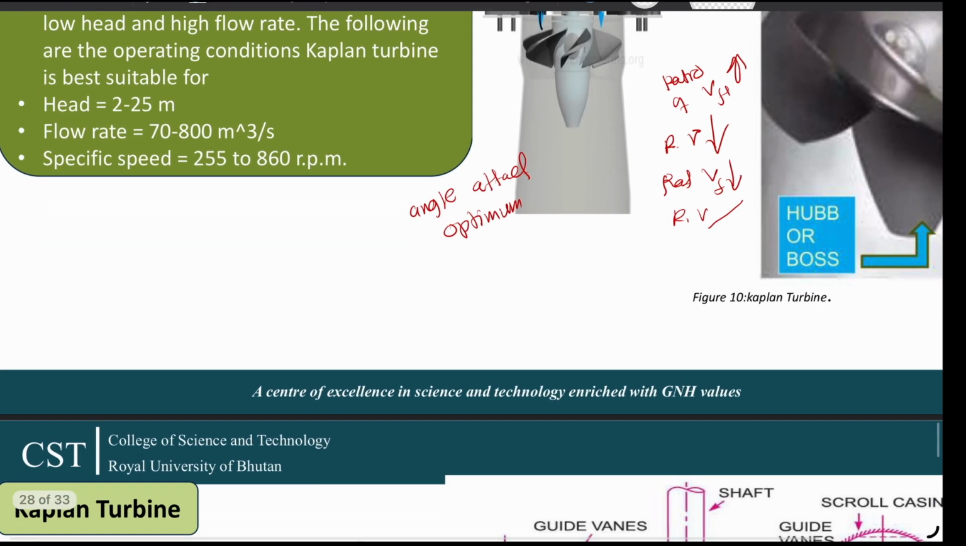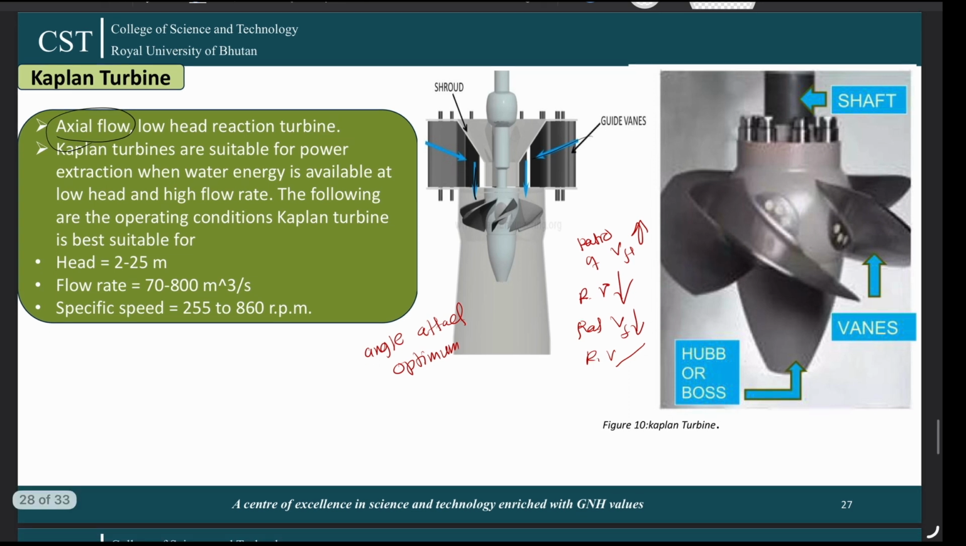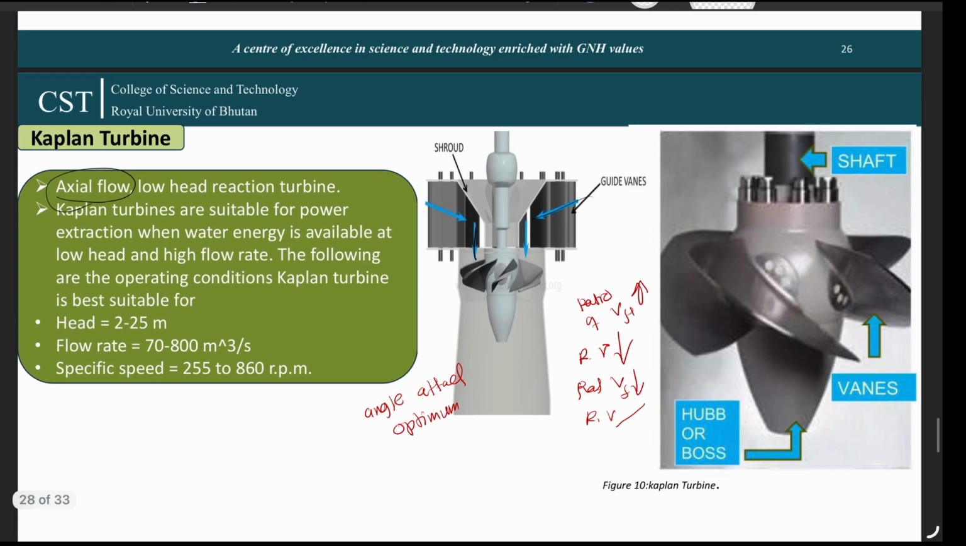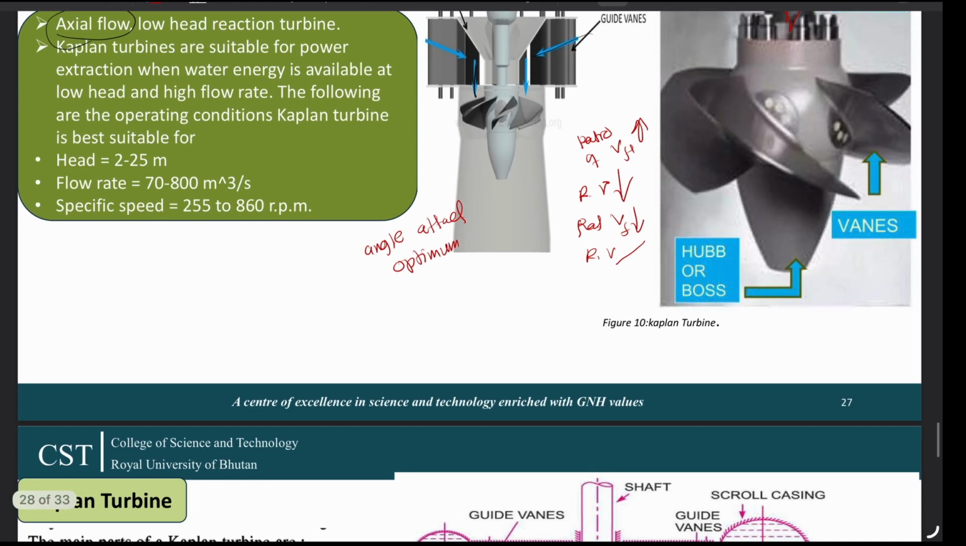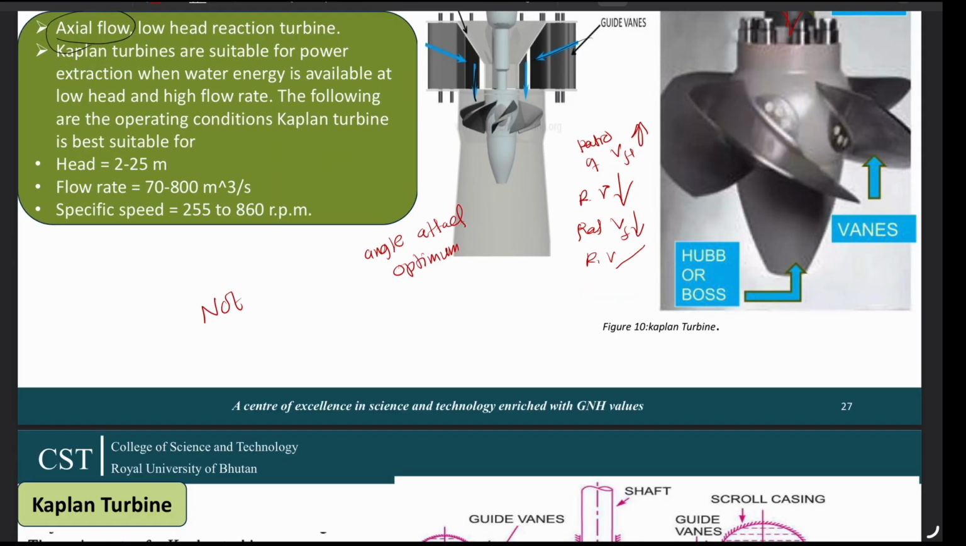The other thing about this Kaplan turbine is that in the axial flow reaction turbine, the shaft is vertical. You can see the vertical shaft here, and at the lower end of the shaft there is a larger surface area, which is known as a hub or a boss. If the blade angles are adjustable, as mentioned earlier, it is known as a Kaplan turbine. If the blade angles are not adjustable, it is known as a propeller turbine.